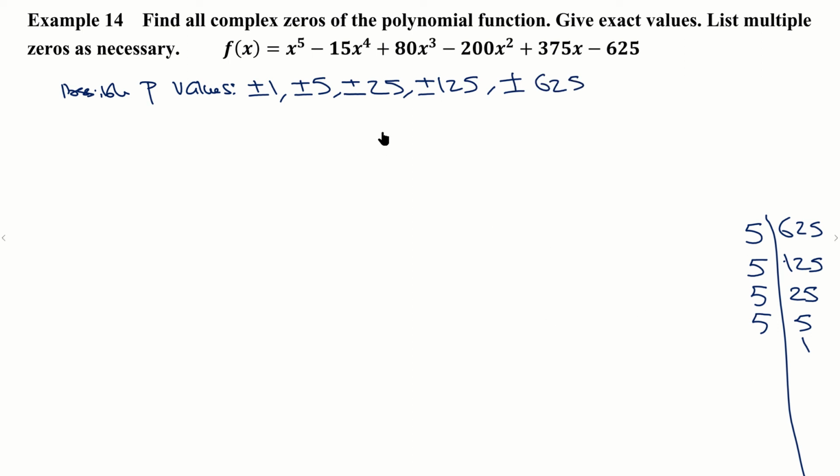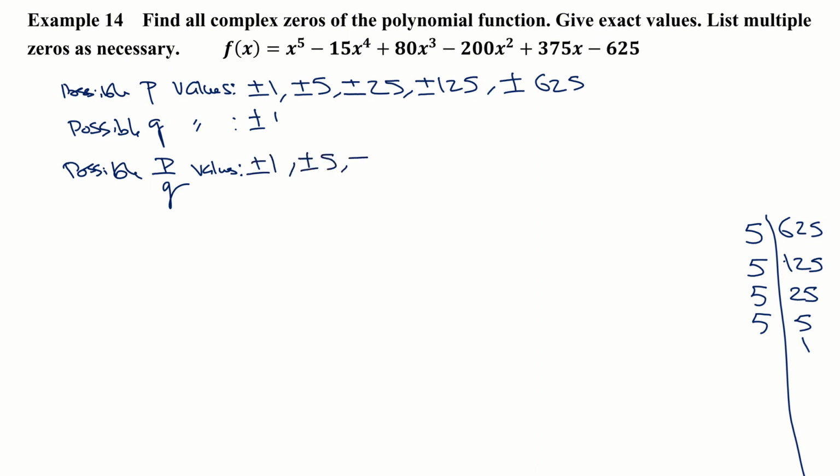Now the q is nice, it's 1, right? So possible q values are just going to be plus or minus 1. So what are the possible p over q values? Well, exactly these. Because what happens when you take any of those and divide it by plus or minus 1? You get the same thing. So again, we just repeat those. Plus or minus 1, plus or minus 5, plus or minus 25, plus or minus 125, or plus or minus 625, right?